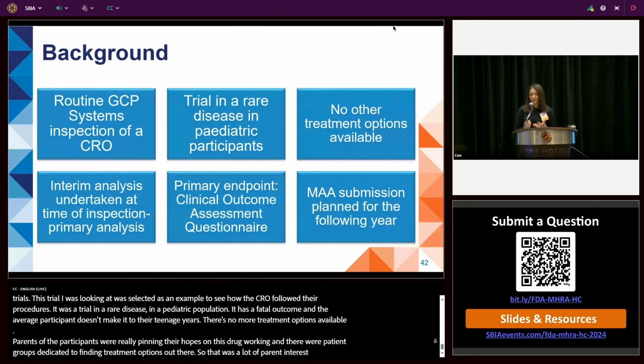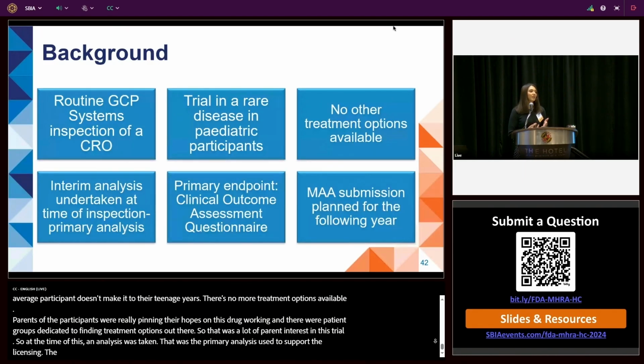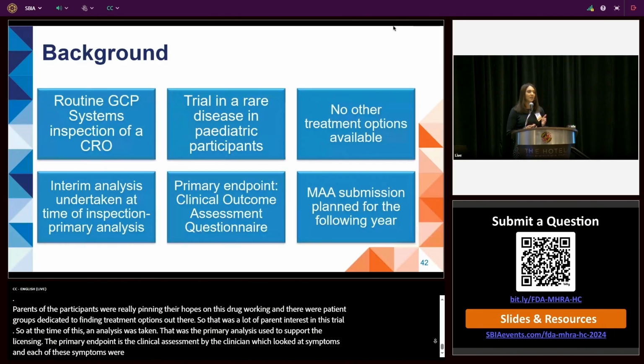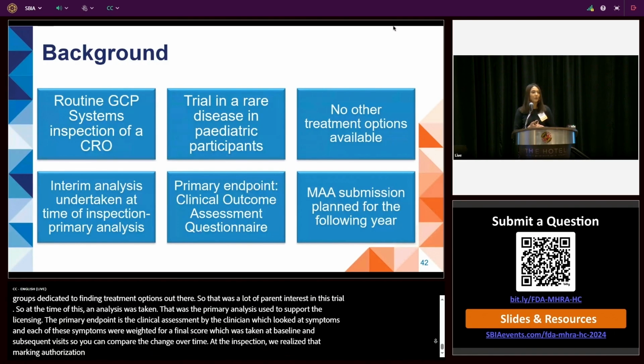So at the time of the inspection, an interim analysis had already been taken, and that was a primary analysis for the study, which was going to be used to support a licensing submission. The primary endpoint was a clinical outcome assessment questionnaire performed by the clinician, which looked at symptoms, and each of these symptoms were weighted for a final score, which was taken at baseline and subsequent visits, so you could compare the change over time. And at the inspection, we realized that a marketing authorization application submission was planned for the following year.